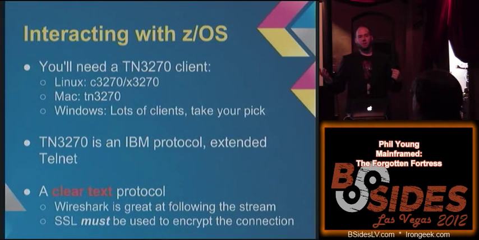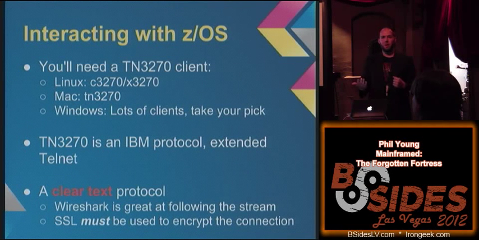To communicate with the OS, it's not that hard. Like I just said, you just need a 3270 emulator, or you can use Telnet or SSH if you want to connect to Unix. The problem with 3270 is that it was a protocol IBM developed in the 80s, 90s. It's clear text. Wireshark has no problem following the stream. Wireshark has no problem showing me my password when I log in.